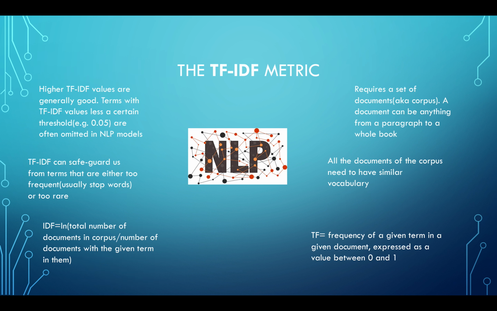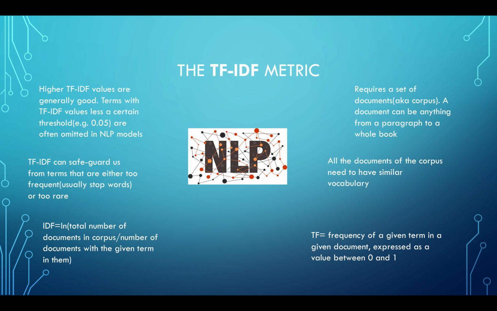Let's now take a close look at TF-IDF metrics. This metric requires a set of documents, also known as a corpus. A document can be a single paragraph or a whole book, as long as it has some consistency to it. Also, all documents should have some similar vocabulary. In other words, a large overlap among those vocabularies.